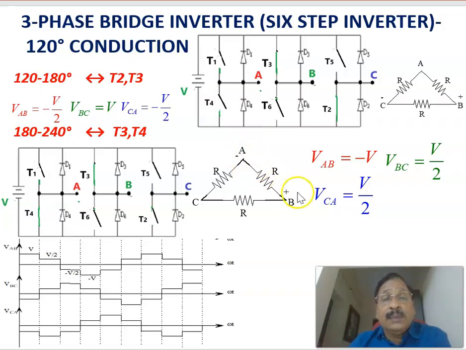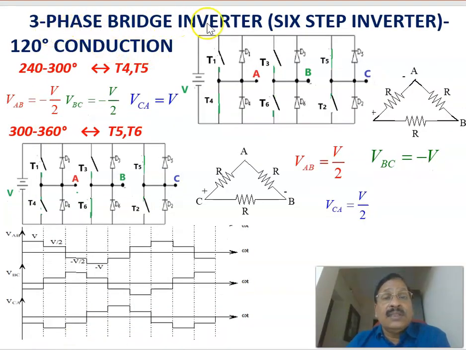Therefore, VAB, of course with magnitude V, but the voltage of A with respect to B is minus V, that is VAB equal to minus V. Similarly, VBC is equal to V by 2. Because these are coming in series, which is in parallel to that one, it is half of the voltage only. Similarly, VCA equal to V by 2. Therefore, during 180 to 240, VAB is equal to minus V, VBC is plus V by 2, and VCA is also plus V by 2.